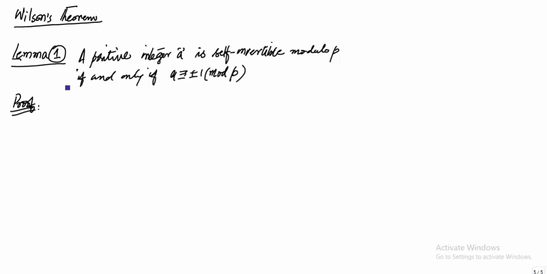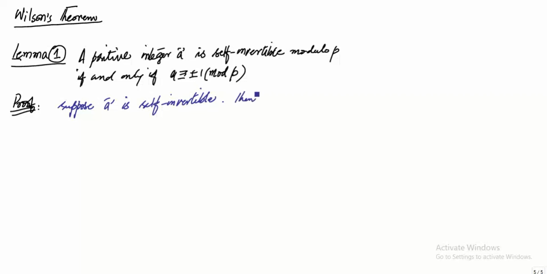Okay, so because this theorem has an if and only if condition, we have to prove it in both ways. So first we suppose a is self invertible. Suppose a is self invertible. So if it is self invertible, it means its inverse is the same. It means the square of that number is 1 because it's self invertible.